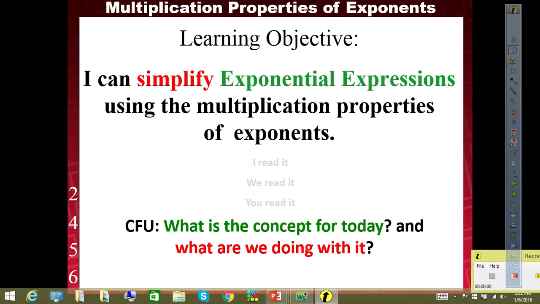Okay? So, did I just say queso? Okay. So.